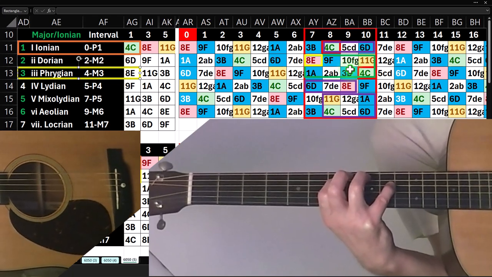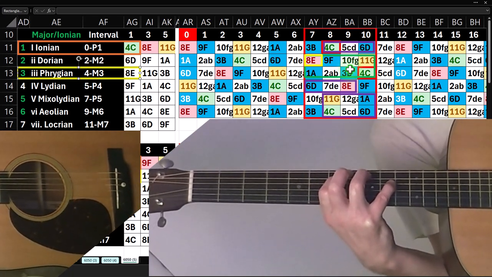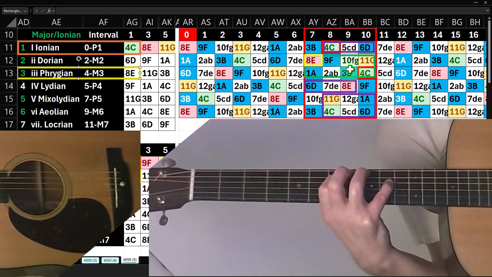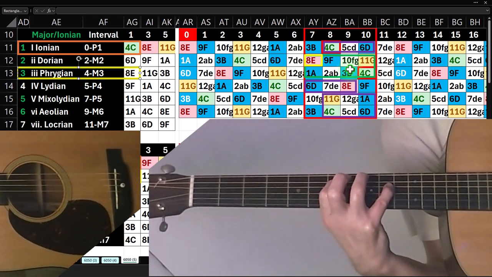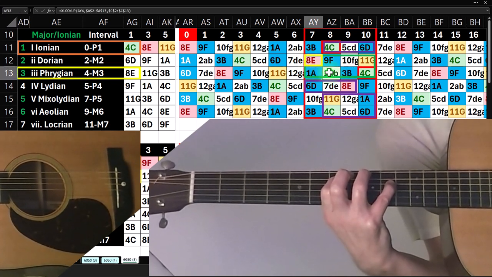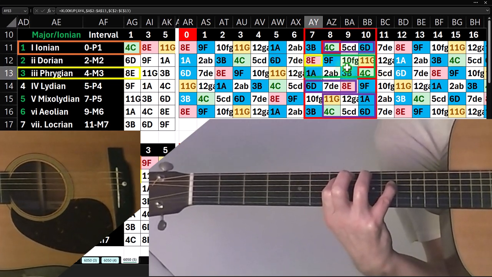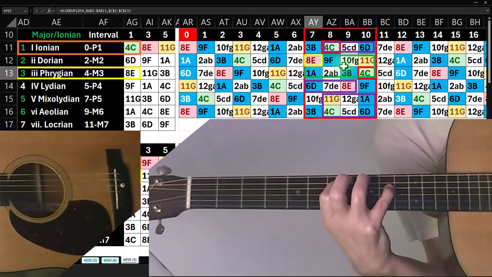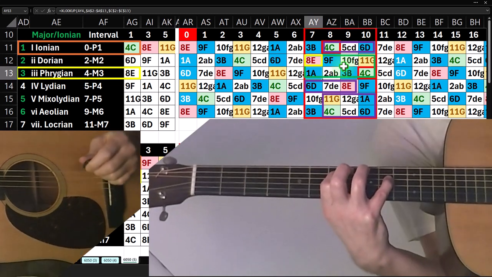Now we're on the third, which is a 4 note away major third. How do I know that? Because if I count from the E, it would be 5, 6, 7, 8. That would be an 8 note away minor ninth, and 12 minus 8 would be 4, a 4 note away major third.